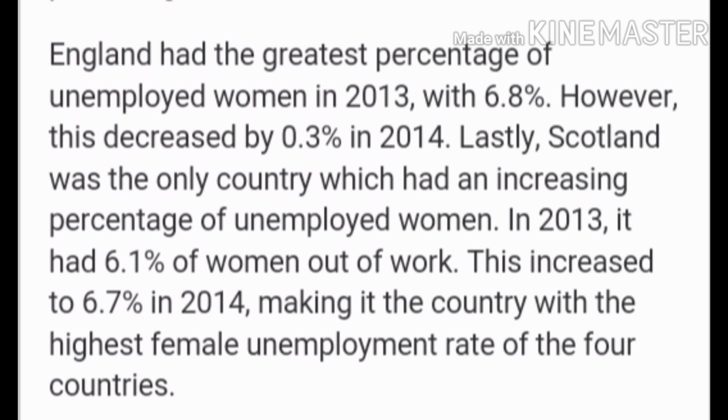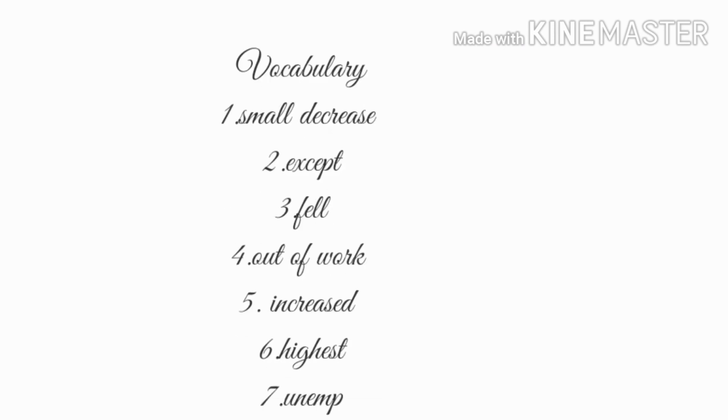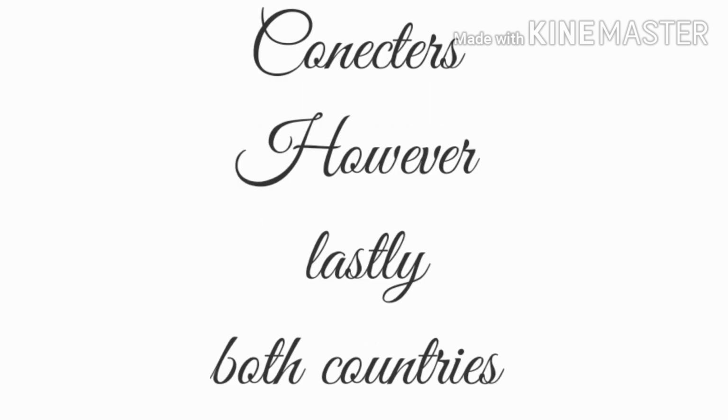Okay. The vocabulary is: small, decrease, except, fell, out of work, increased, highest, unemployment rate. These are vocabulary words, and the connectors are: however, lastly, both countries. These are connectors which we use in our graph.